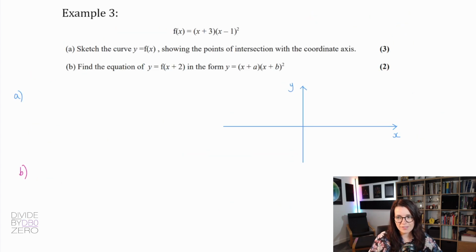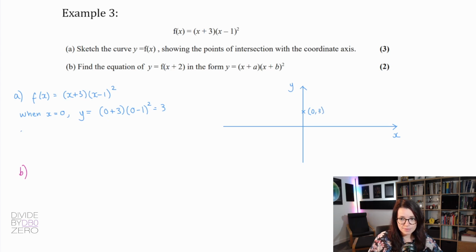Last example, so we have another function here, and this time f of x equals (x plus 3)(x minus 1) squared. Part A, sketch the curve y equals f of x, showing the points of intersection with the coordinate axes. So in this case, f of x equals (x plus 3)(x minus 1) squared. Up to you, but I usually like to start with finding the y-intercept. So I would say when x equals 0, y is going to be (0 plus 3) and then (0 minus 1) all squared, which gives 3. So we know that there's going to be a point of intersection here at (0, 3).